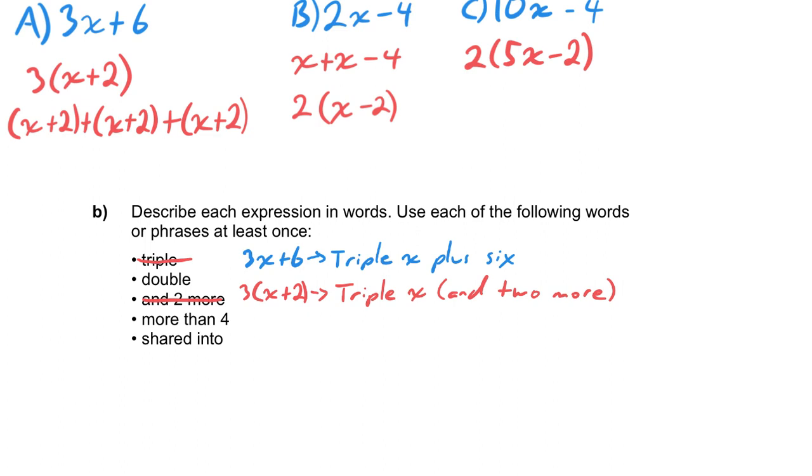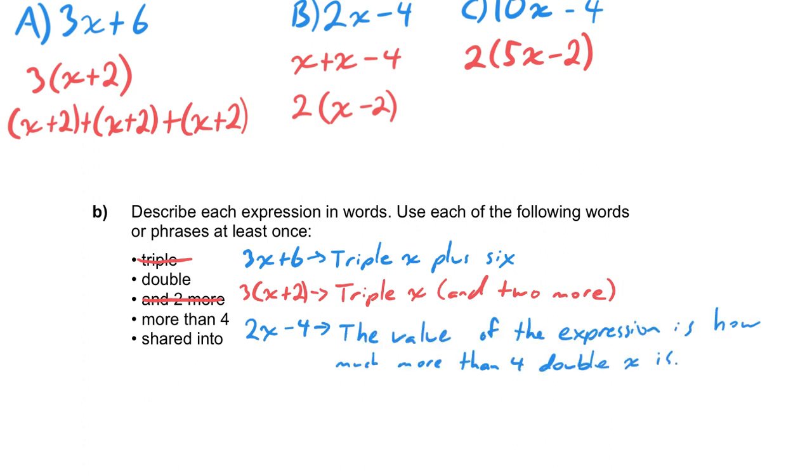So the next one we'll do is 2 from B, 2x minus 4. How would we describe this? Maybe something like this: the value of the expression is how much more than 4 double x is. So we've now used double and we've used more than 4. Let's also say here, what is x plus x minus 4? I could describe that like this: 4 less than 2 x's.